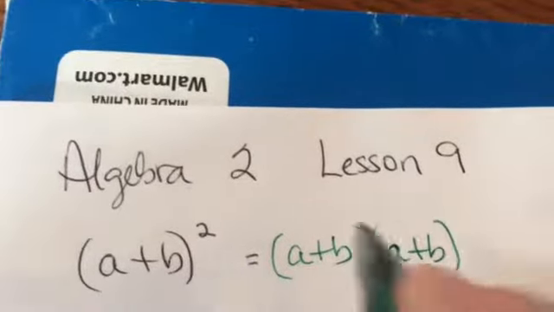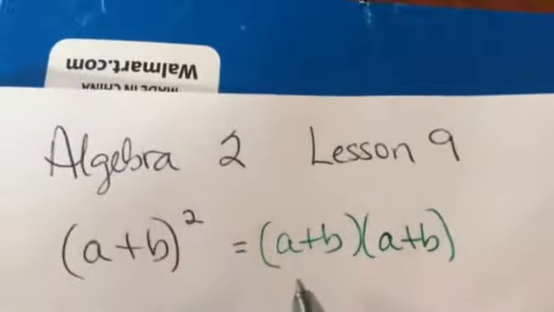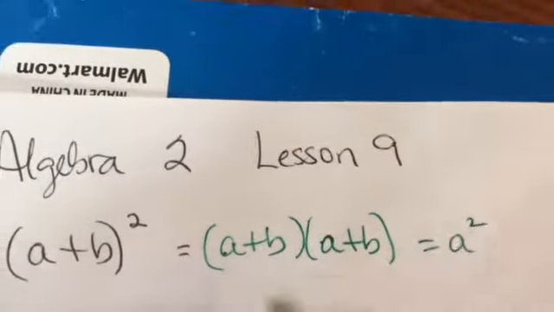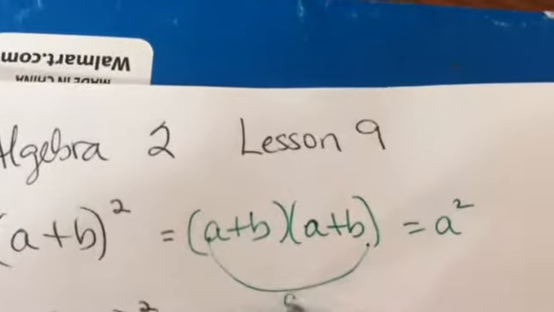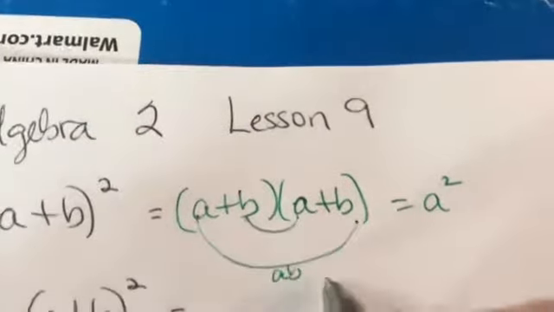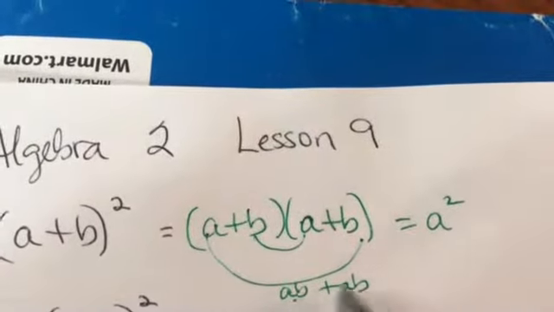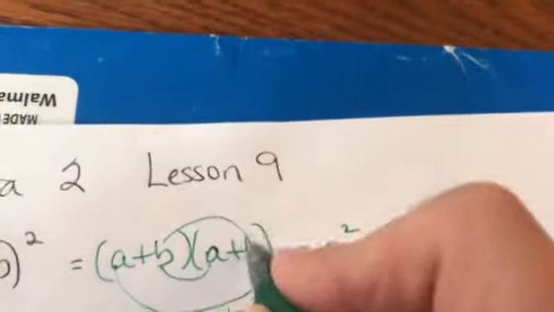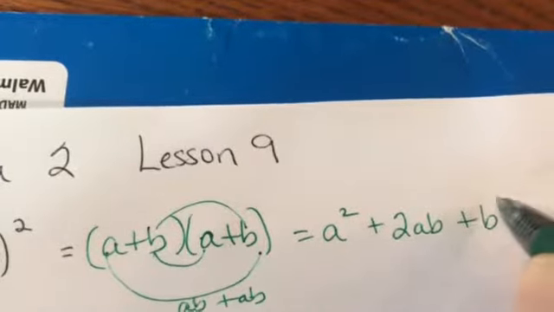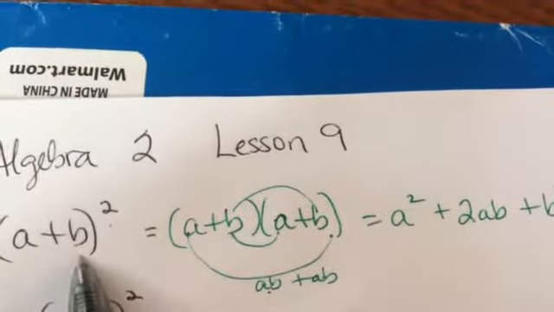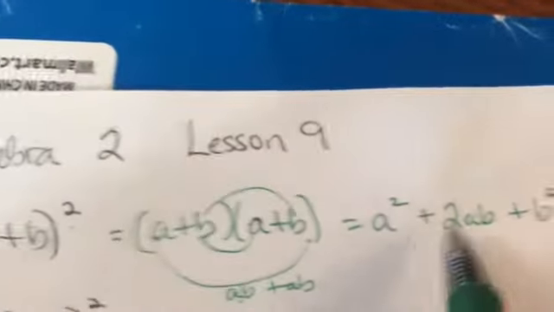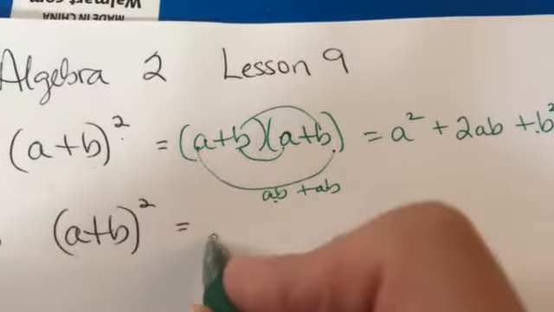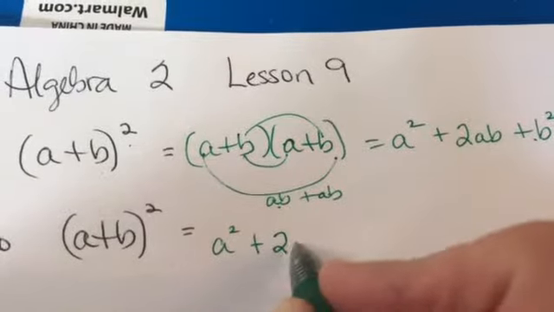So if you do that, you're going to end up with actually a trinomial, because look, a times a is a squared. When you multiply your outer terms, right here you get an AB, and here you get another AB. So AB plus AB is 2AB plus, last term's there, b squared. So notice when I square this binomial, I get a trinomial. So this basically can be our equation anytime we square something.